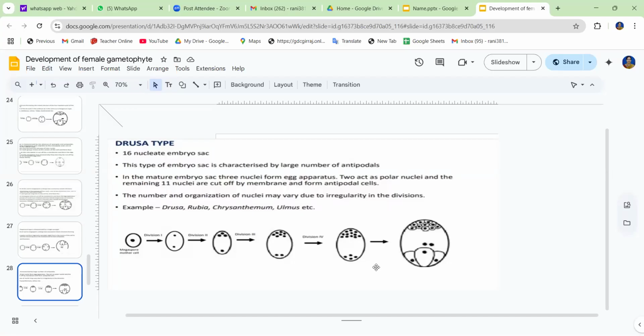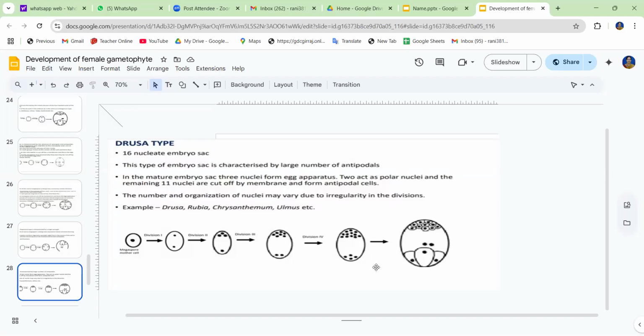So this is some other exceptional type. This type has been recorded in Malotus and some other Crucianella, Rubia, Almus, and a few other plants also. They are arranging this type of complete development. Okay, so the Drusa means 16 nucleate embryo sac.